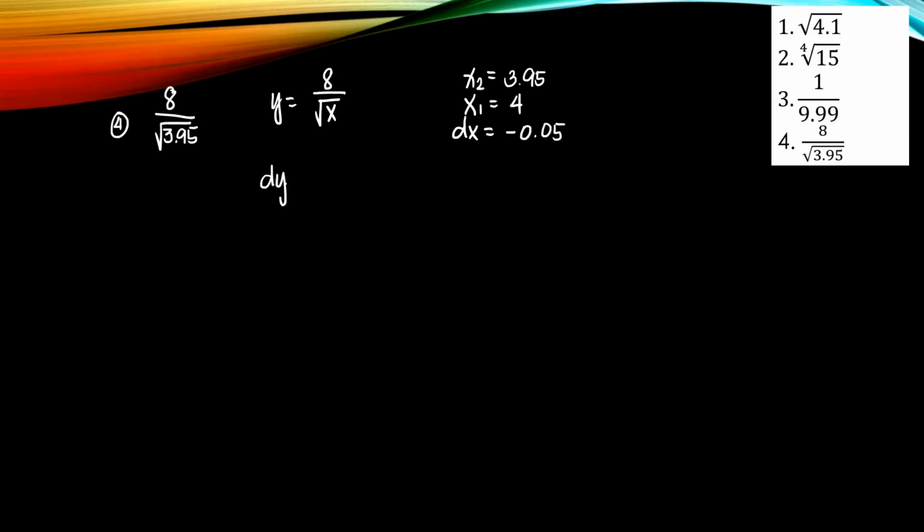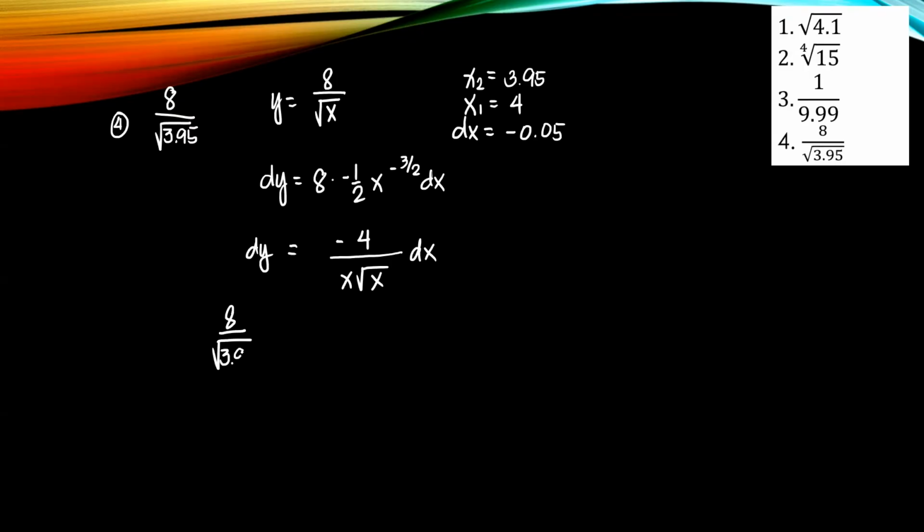Okay. What is the dy? I don't need the 8. Let's move it out. So that's negative 1/2 x to the negative 3/2 dx. So this is negative 4 over, that's basically x squared of x dx. Therefore, let's approximate 8 over the square root of 3.95 is 8 over the square root of 4 minus 4 over 4 square root of 4 times negative 0.05.